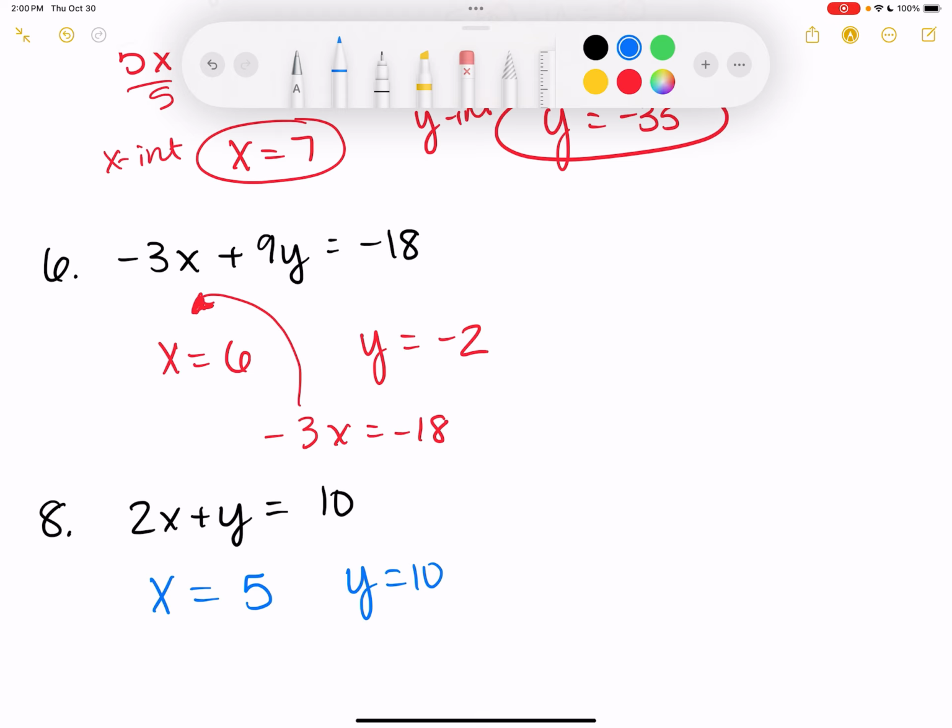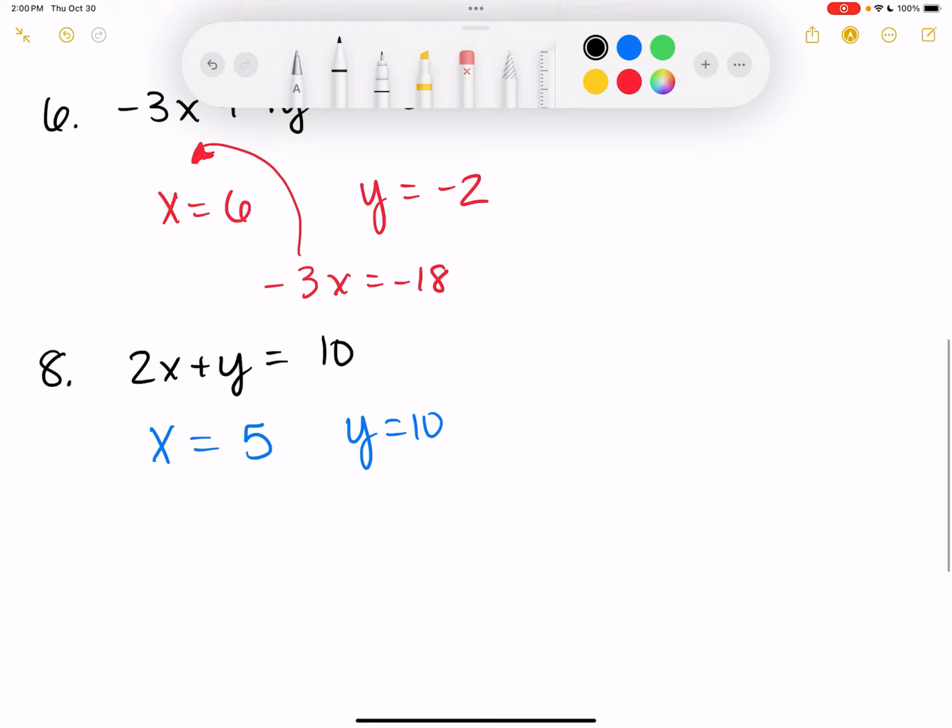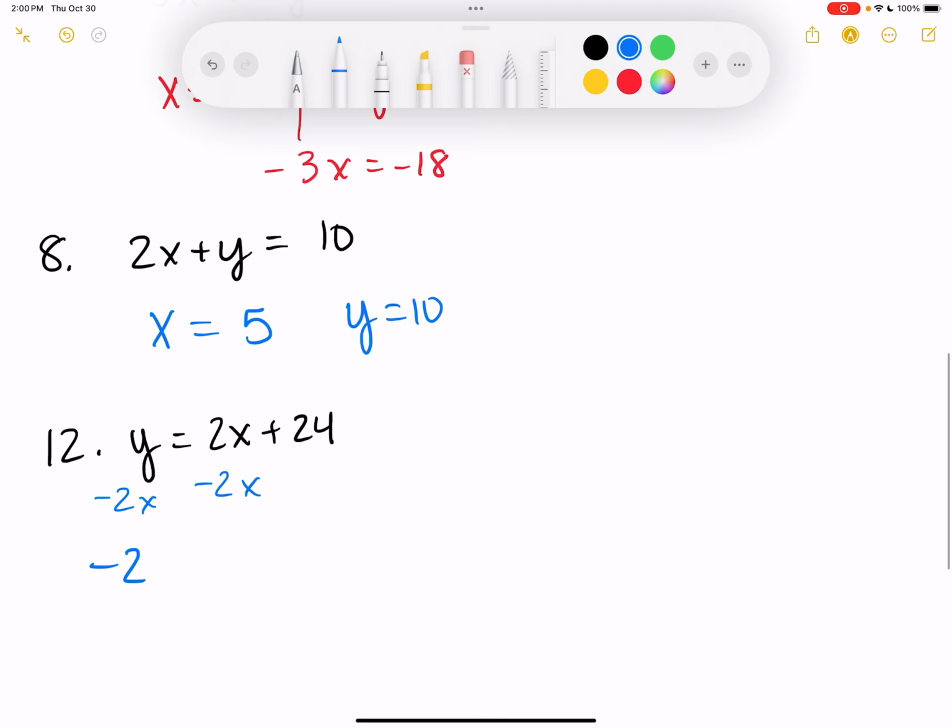Now, sometimes what happens is you get a problem in a different form. Y equals 2x plus 24. And so before I use my cover-up method, I need to move all the variables to the left side. I need it written in standard form. So I'm going to subtract 2x from both sides so that I end up with negative 2x plus y equals 24. And then now I can do the same thing that I was doing otherwise.